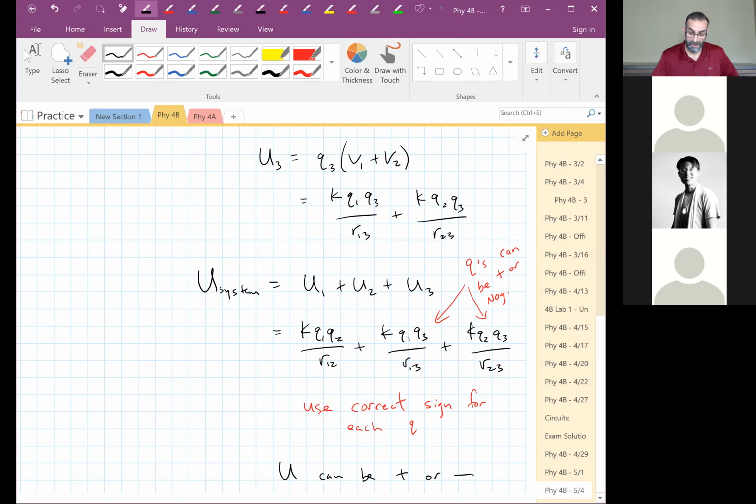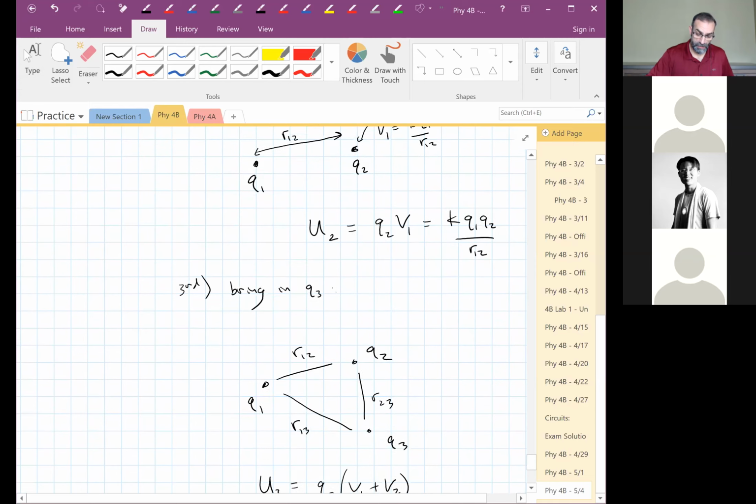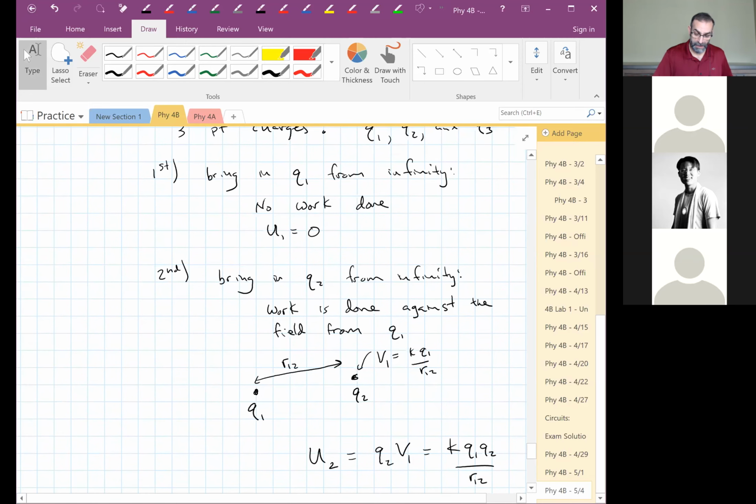Now, this is after the charges are brought close together. Once we bring the charges in, so Q2 started out at infinity, but we brought it in from infinity. Where did it end up? At R12 here. And we want to know how much energy did it take to bring it in, or how much energy are we going to get out of this system if we let it go back to infinity.